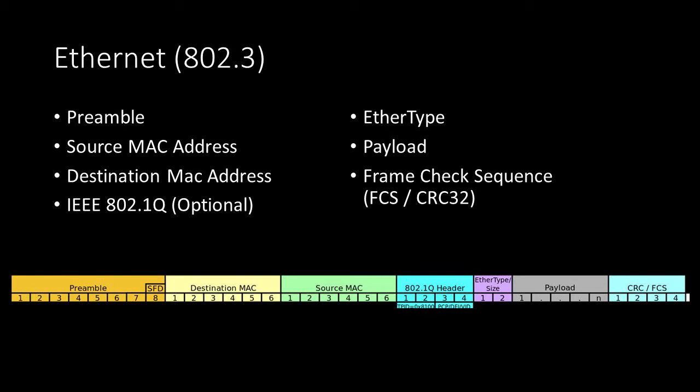Before data is transmitted onto the wire, it takes all the data and passes it through the CRC32 algorithm, which produces a digest. This digest is then appended to the end of the frame.